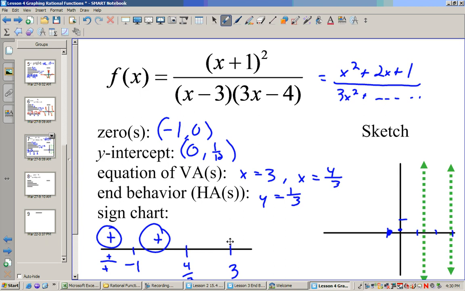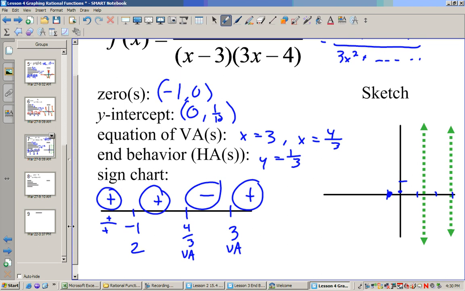Between 4/3 and 3 is the number 2, so that numerator is going to be positive. 2 minus 3 is negative. This would be 6 minus 4, which would be positive. So there's only one negative in this situation, so that's going to be negative. Now way off to the right, it's going to be positive over, say, if this 4 minus 3 is positive, that would be positive. So that's all positives there. So that's our sign chart: positive, positive, negative, positive.